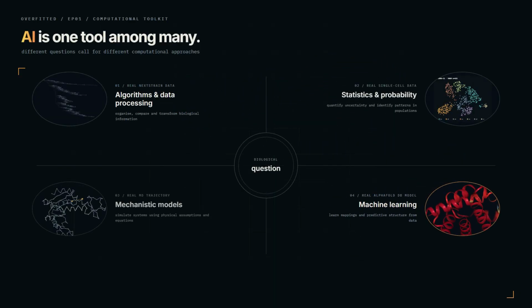And that is important because computational biology is not just another name for AI in biology. AI is one tool among many. A useful way to map the field is to think about 4 broad types of approach. This is not a strict taxonomy. Real projects mix them all the time.